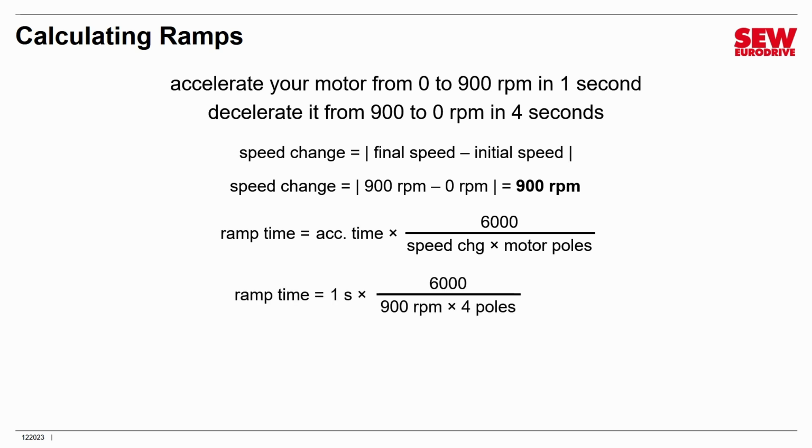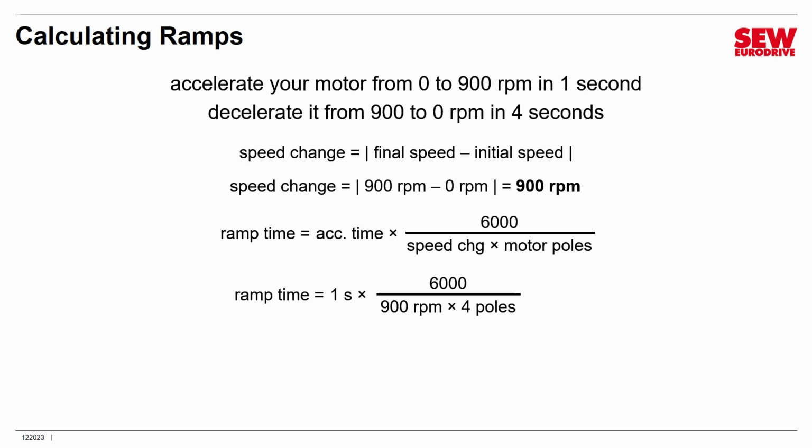We'll start by plugging in the acceleration value. We want this to take 1 second. So we take 1 second, we multiply it by 6,000 divided by 900 RPM times 4 poles, or whatever poles your motor has. Mine has 4. Now that gives us a ramp time of 1.66 seconds. Unfortunately, we're only allowed to enter 1 decimal place when we enter ramp values, so we have to round this. Now you might think we have to round it up to 1.7. That would give us a slightly longer ramp time. But you can actually round up or down, whatever works best for your application.